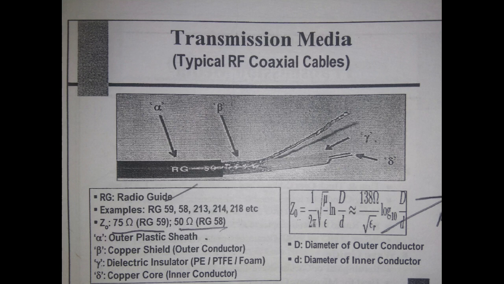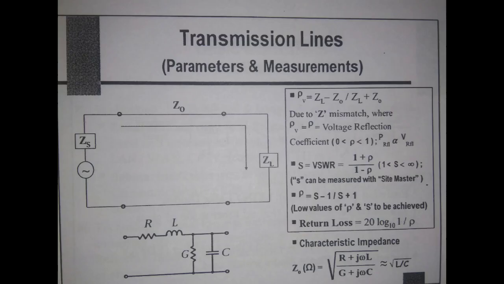On the basis of these parameters, characteristic impedance is defined, formalized as 1 by 2 pi times root of mu by epsilon times natural log of capital D by d, which comes to around 138 by under root ER, that is relative permittivity, times log 10 of D by d. So this is an important parameter and an important formula for your exams as well as your interview purposes.